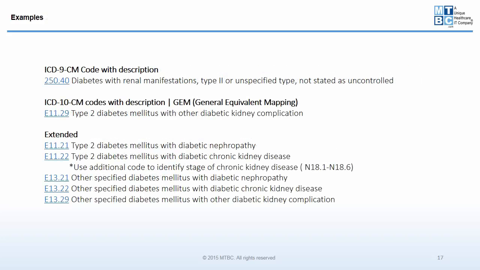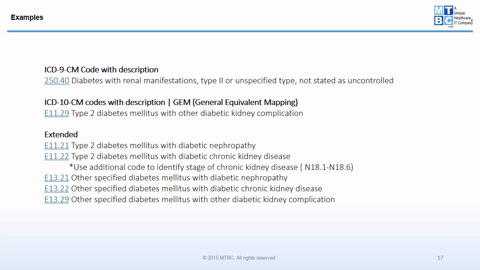Next slide. I'm going to give you a couple of examples, and going forward, this is very important to try to use the extended codes versus using the general equivalent mapping. The general equivalent mapping that I have here is unspecified. Medicare does not want to see that we're still using unspecified.